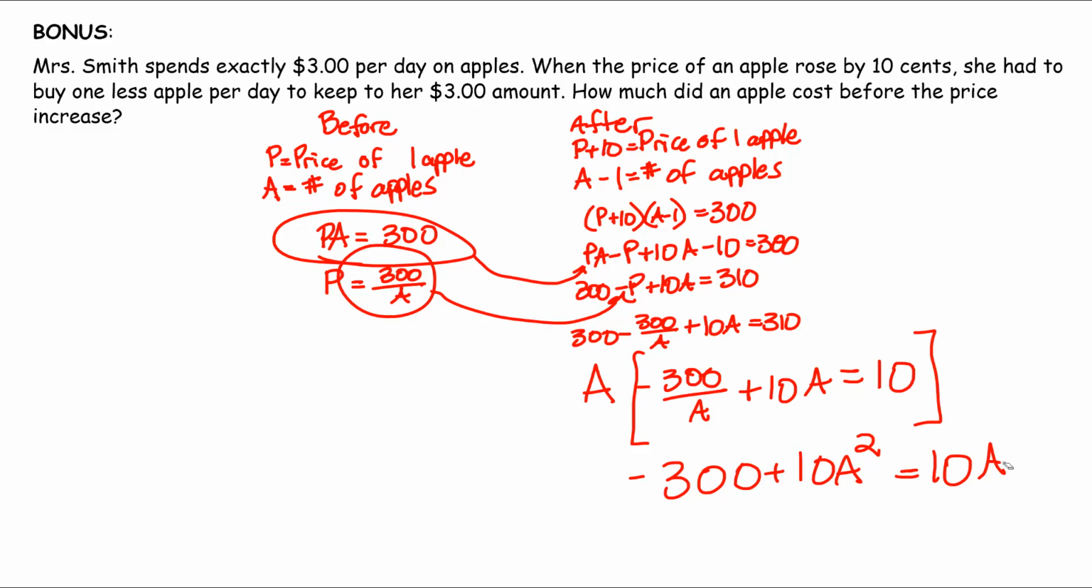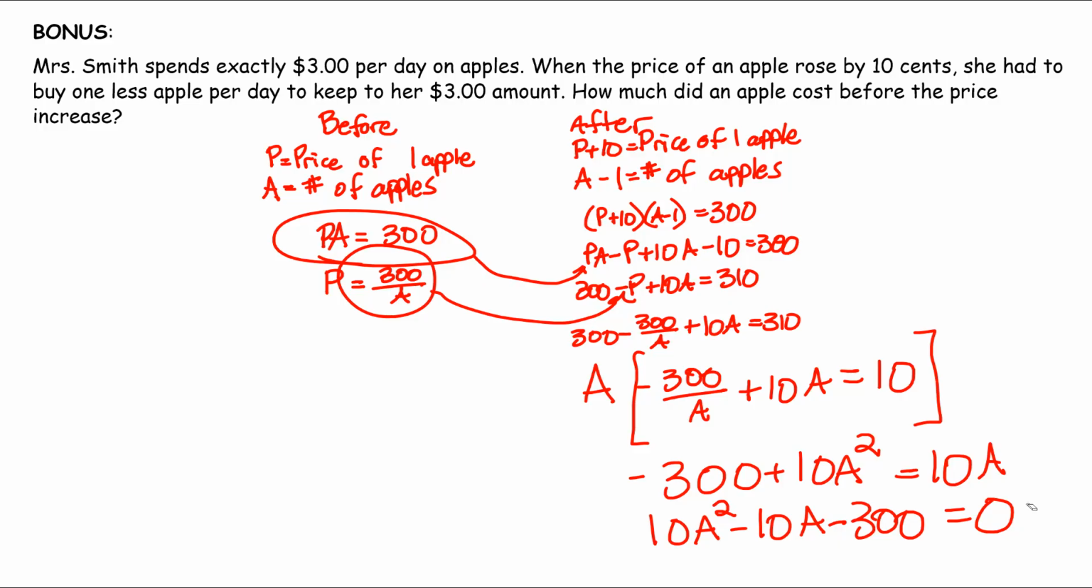Now, I believe you did learn how to factor in Algebra 1, so you actually do know how to solve this kind of equation, even though it's not very familiar to you. So the way we do that is we get everything on the one side and have 0 on the other side of the equation. So I'm going to subtract 10A on both sides of this equation, and I'm going to rearrange everything on the left side so that I have 10A squared minus 10A minus 300 equals 0.